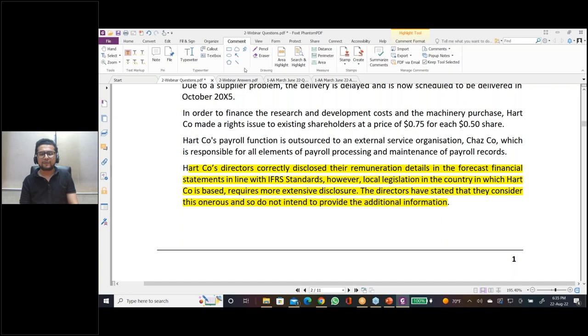Last but surely not the least, I need to review the disclosures, and I need to make sure that the disclosures are in line and adequately disclosed in accordance with the local legislation.